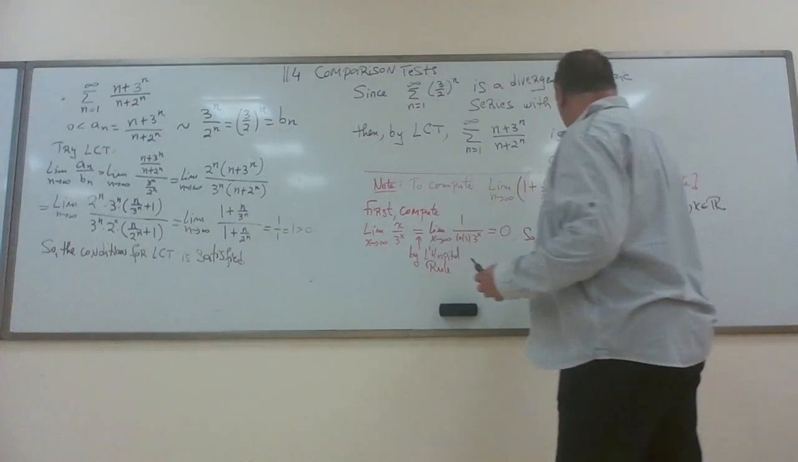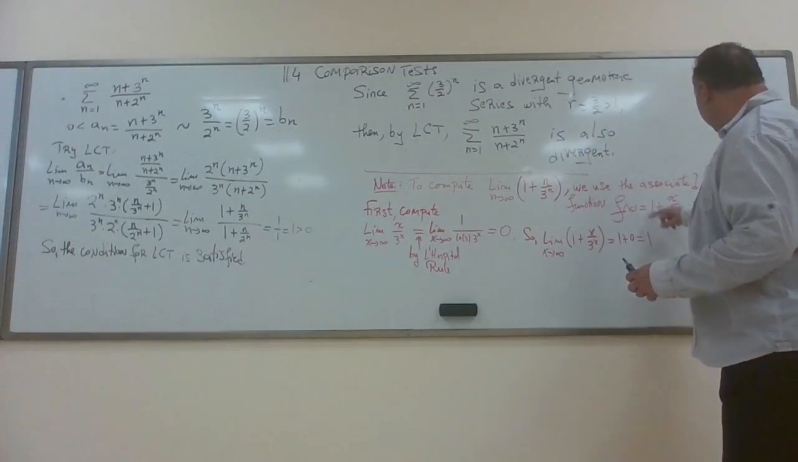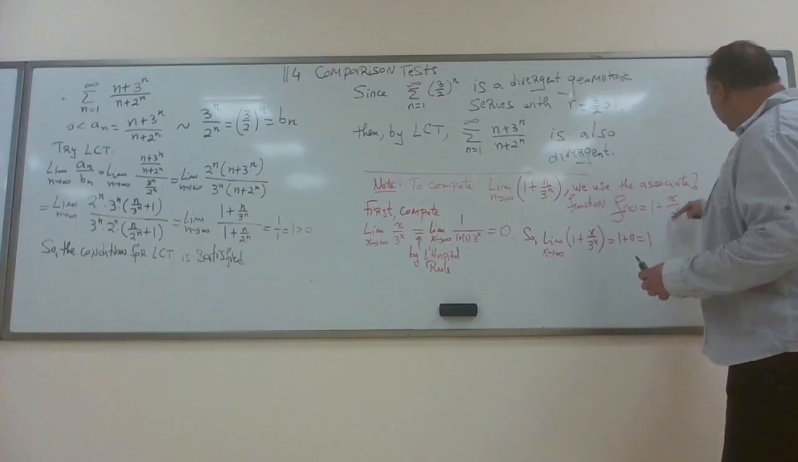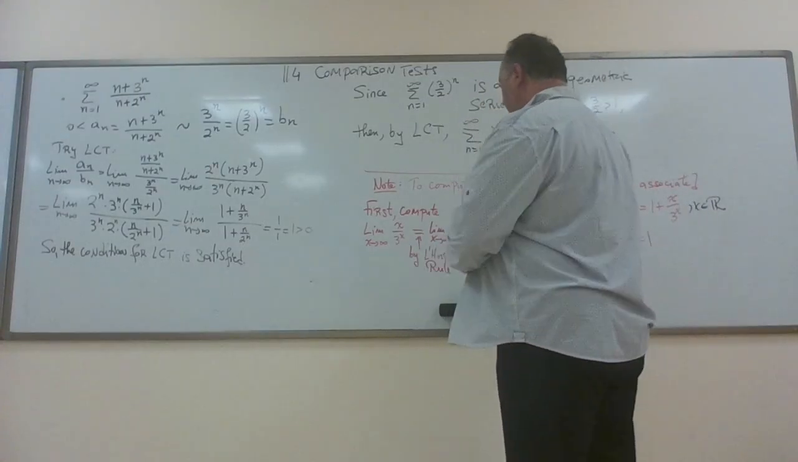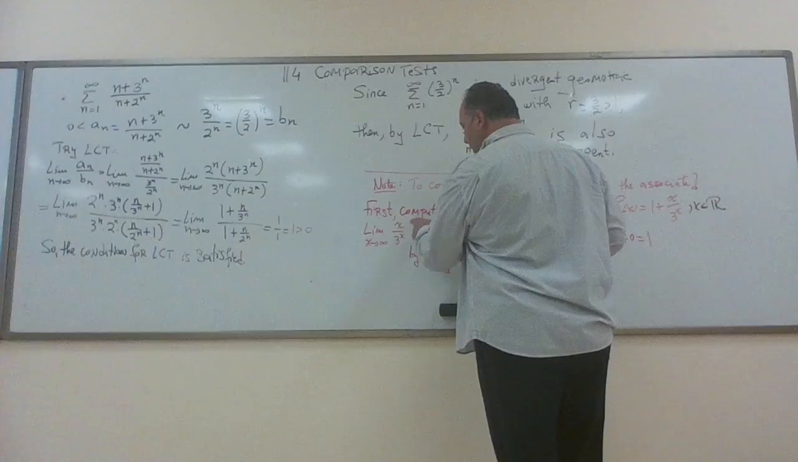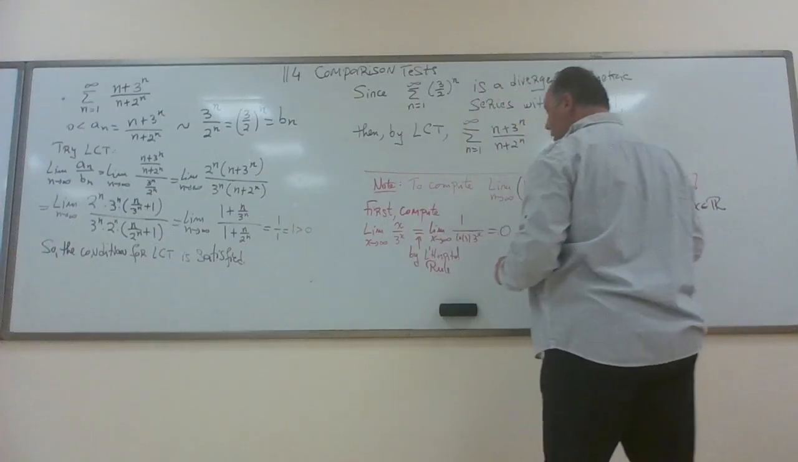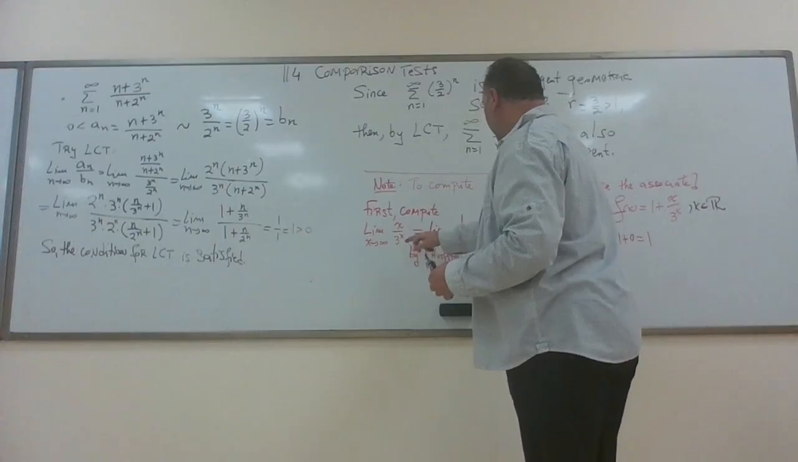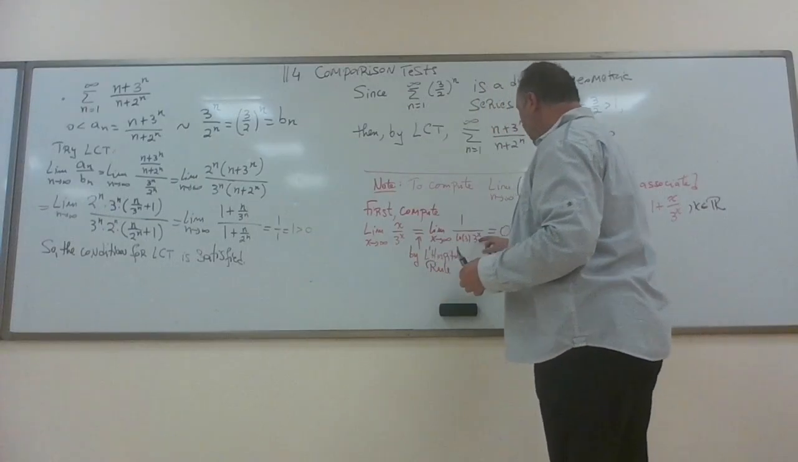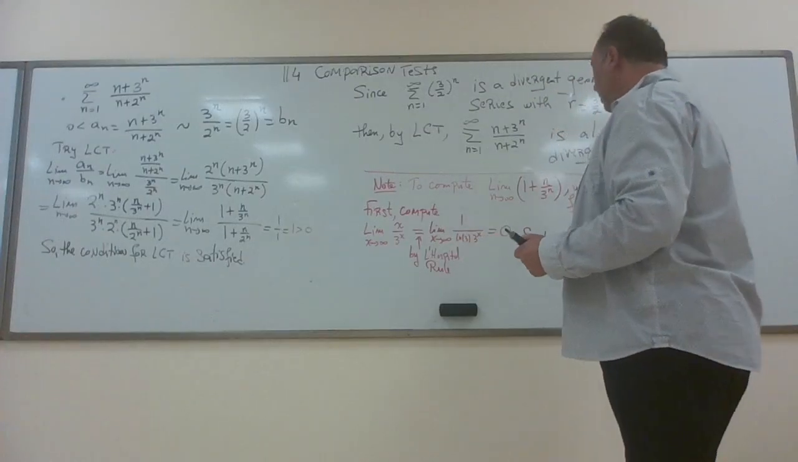So to compute the limit of this expression, we will start by computing the limit of x over 3 to power x. We see that we have indeterminate form infinity over infinity, so we can use L'Hopital's rule. So the derivative of upstairs is 1, the derivative of downstairs is 3 to power x times ln 3.